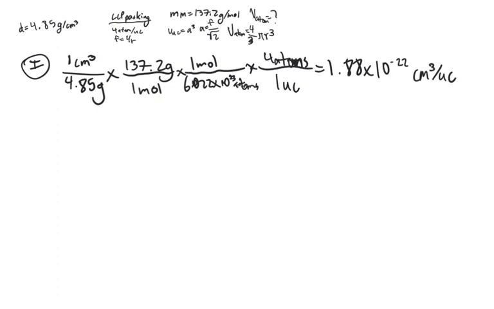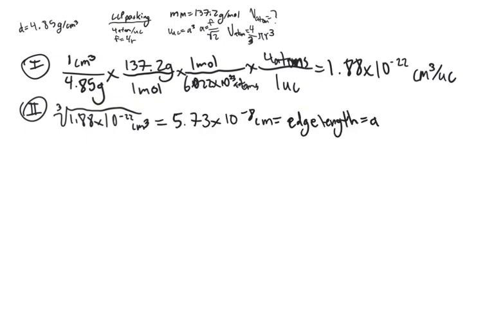Then we will find the edge length, or A, using the square root of the 1.8 times 10 to the negative 22 centimeters cubed that we found in the previous question, to find 5.73 times 10 to the negative 8th centimeters, which is our edge length, or A.